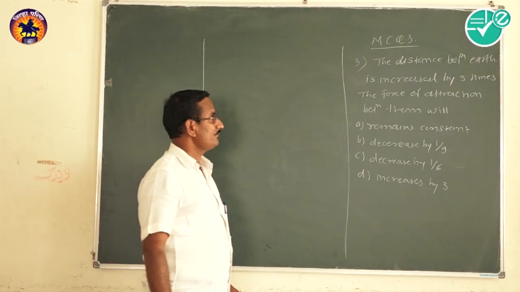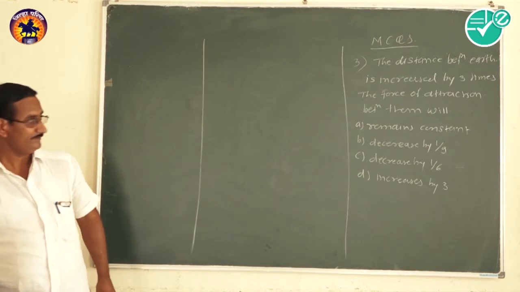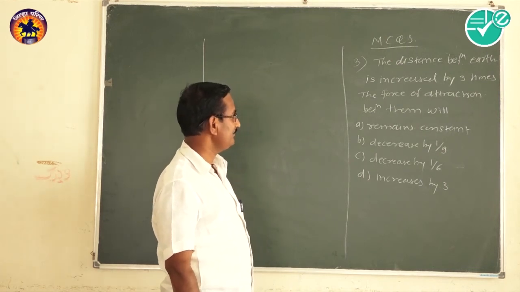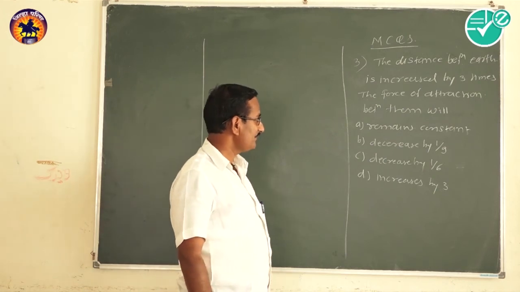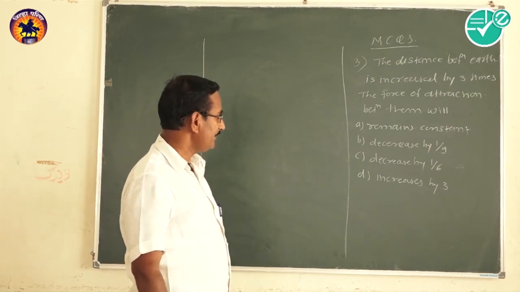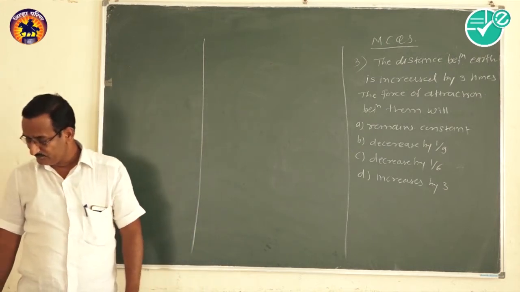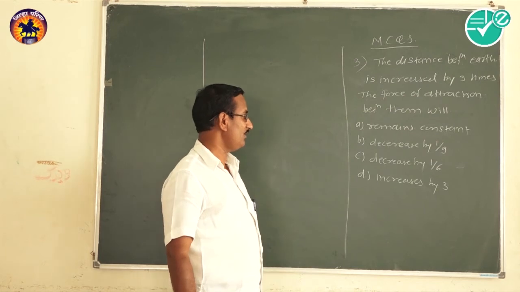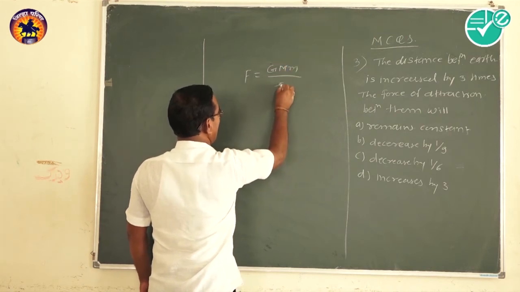Now the MCQs on the previous article, Newton's law of gravitation. The MCQ is: if the distance between Earth and Sun is increased by 3 times, the force of attraction between them will be. The alternatives are A remains constant, B decreases by 1 by 9, C decreases by 1 by 6, and D increases by 3. From this we know that the force of attraction between any two bodies according to Newton's law of gravitation is F equals G M m divided by R square.